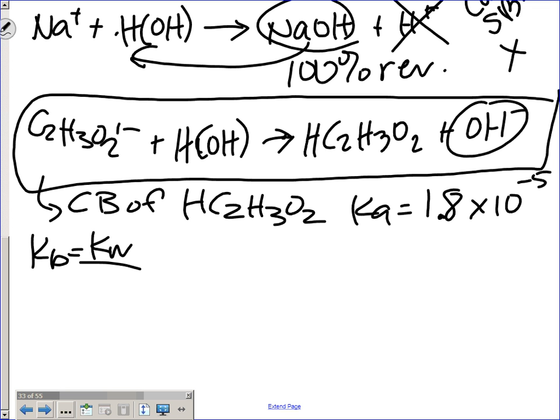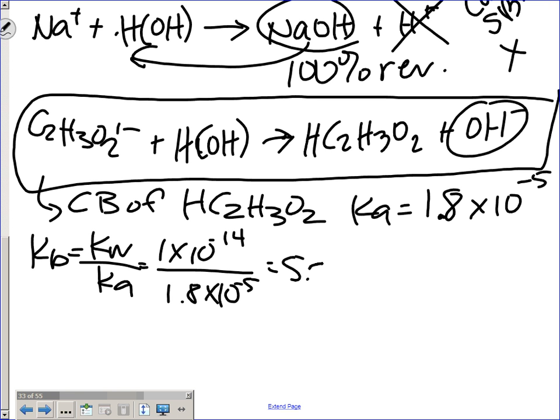Kw over Ka: 1 times 10 to the negative 14th over 1.8 times 10 to the negative 5th. 5.56 times 10 to the negative 10th. Can someone verify that? Thank you. That's our Kb.